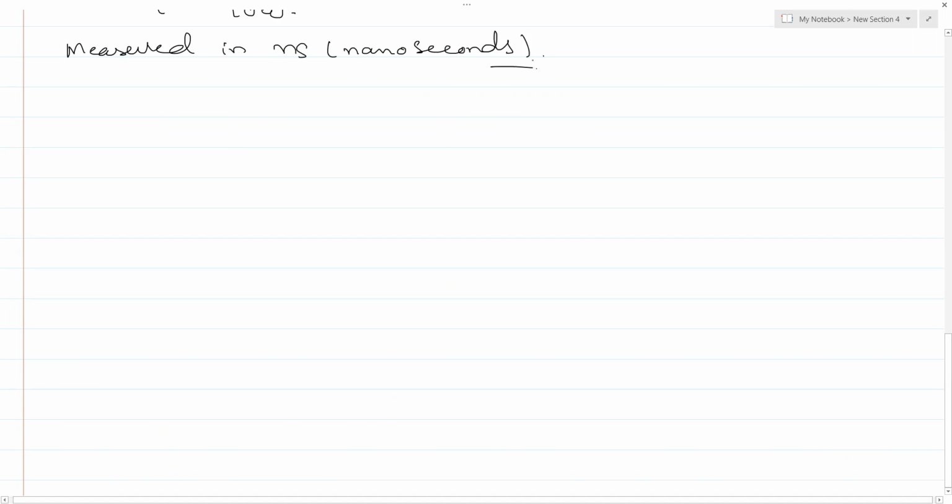So finally, the propagation delay TPD will always be equal to (TPHL plus TPLH) divided by 2. That means time delay in going from high to low plus time delay in going from low to high, divided by 2.